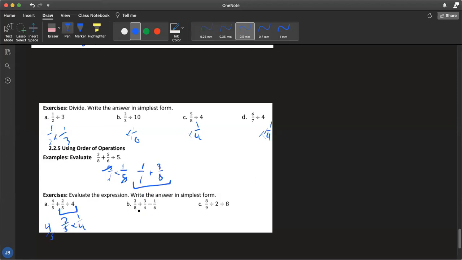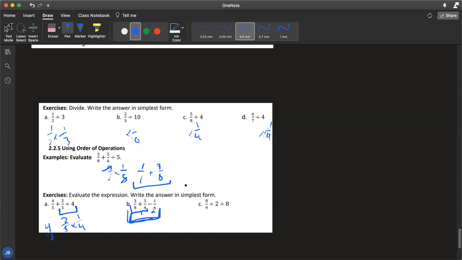What would we do? 3 over 8 plus 3 over 4 minus 1 over 6. I'm going to do 3 over 8 plus 3 over 4 first, and then that. So this one, since it's just addition and subtraction, it doesn't matter which one you do first. I would do this one first because our common denominator is going to be 8. I would do whichever one looks easiest first.